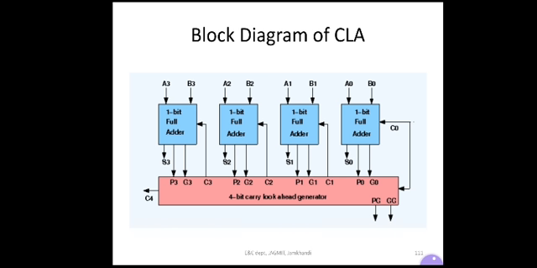Like this, all the full adder blocks generate P0, G0, P1, G1, P2, G2 and P3, G3. And they are going to produce the outputs S0, S1, S2 and S3. And finally C4 is the carry output. Cout is nothing but C4 here. So this is the carry look ahead adder block diagram.